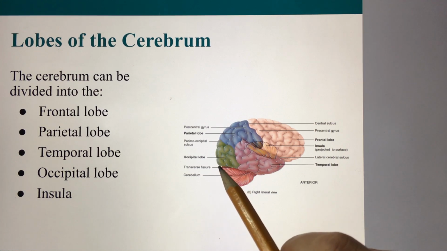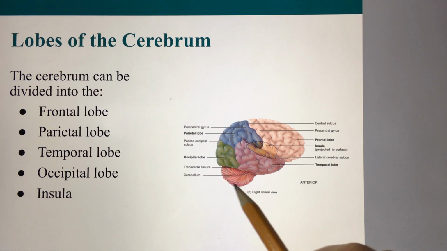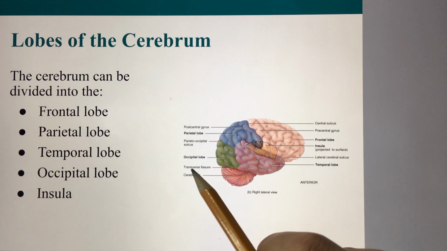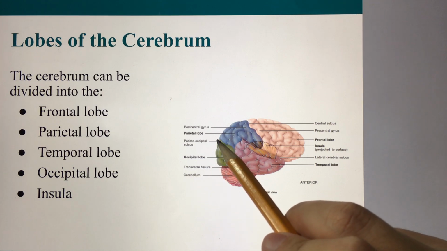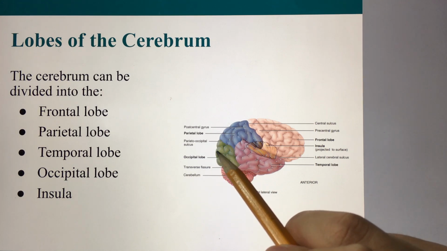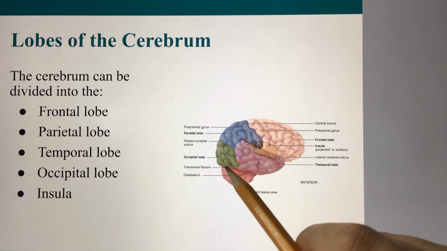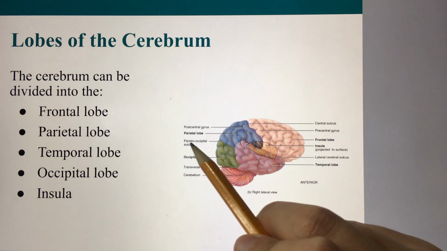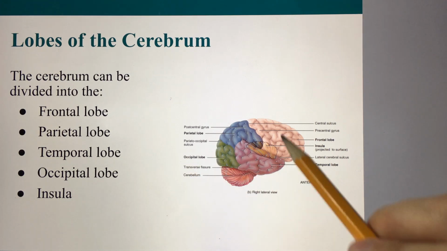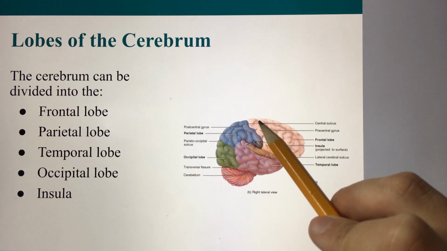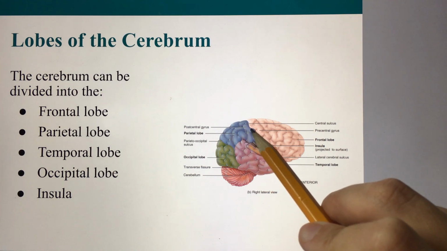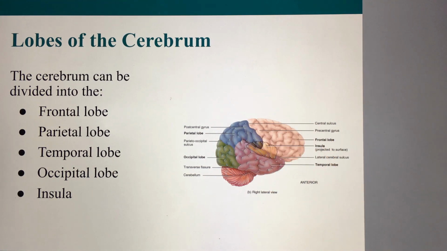The gap between the cerebral cortex and the cerebellum right here is called the transverse fissure. The deep sulcus between the parietal lobe and occipital lobe is called the parieto-occipital sulcus, and the sulcus between the frontal lobe and the parietal lobe is called the central sulcus.